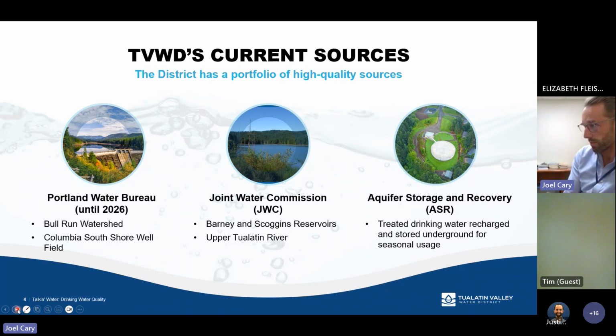Some of you may know where Barney Reservoir is as well, going up further into the coastal range. And our treatment plant on the upper Tualatin River. So that's the other primary source that we use. That's about 25% of our supply, roughly on any given year.